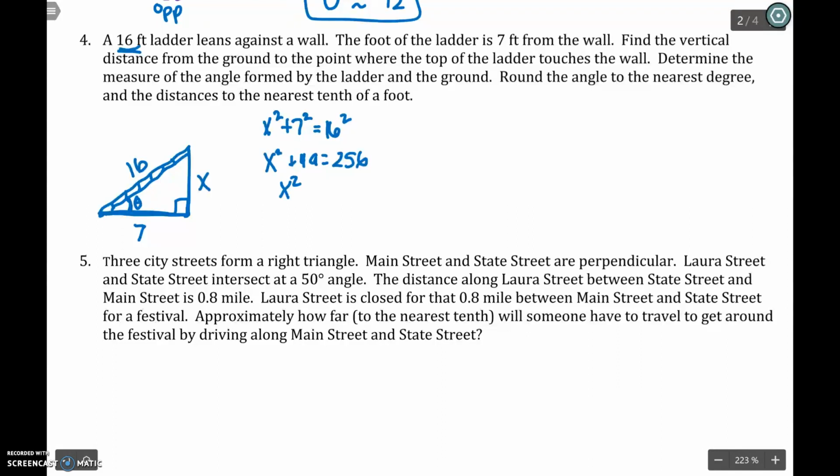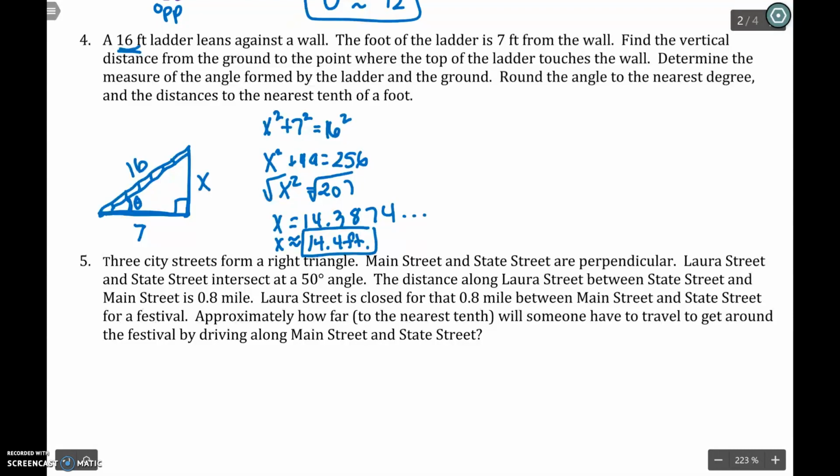And when you subtract 49 from both sides, you get 207. And then you're going to square root both sides. And it does say to round the distance to the nearest tenth. So the square root of 207 is 14.38749, etc. So to the nearest tenth, that would be 14.4 feet.